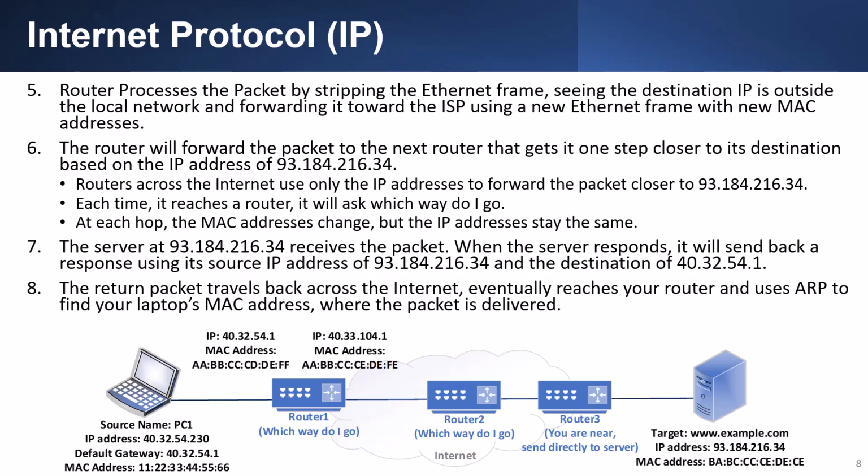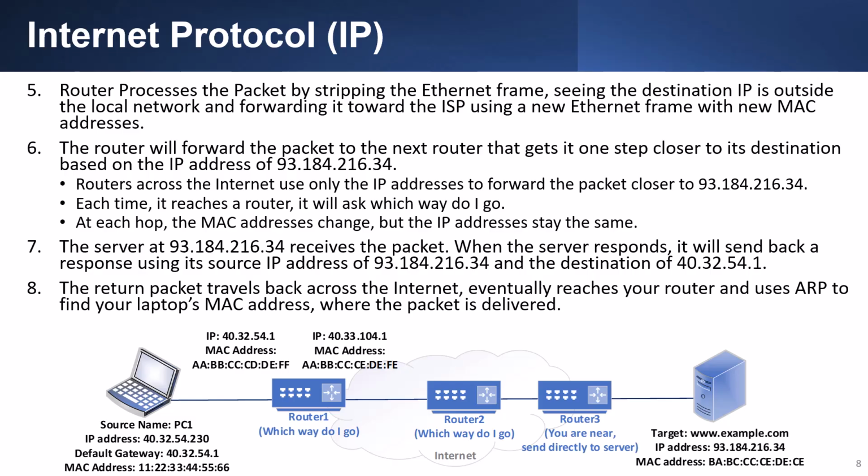The router processes the packet by stripping the Ethernet frame, seeing the destination IP is outside the local network, and forwarding it toward the ISP using a new Ethernet frame with a new MAC address. The router will forward the packet to the next router that gets it one step closer to its destination based on the IP address of 93.184.216.34. Routers across the internet use only the IP addresses to forward the packet closer to 93.184.216.34. Each time it reaches a router, it will ask, which way do I go? At each hop, the MAC address is changed, but the IP addresses stay the same.